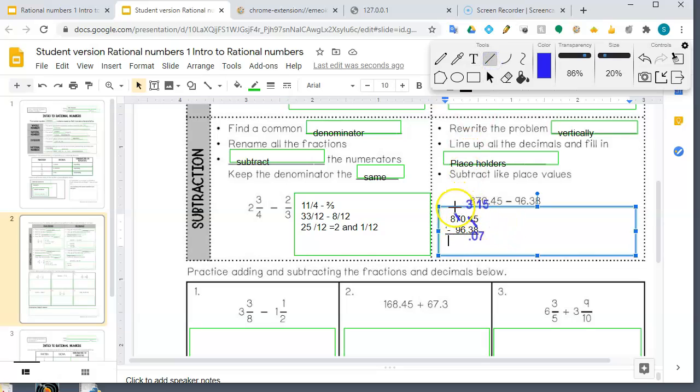Here I need to cross out again. 70 is going to become 60, and this is going to become 10. So 10 minus 6 is 4. And then 86 minus 9. So 7, and then 16 minus 9 is 7, and then 7. So 774.07. Now I'm going to sweep that out of the way and just put my answer down.